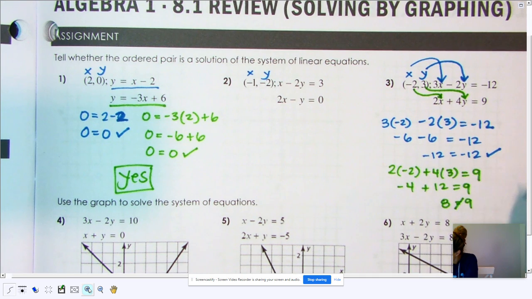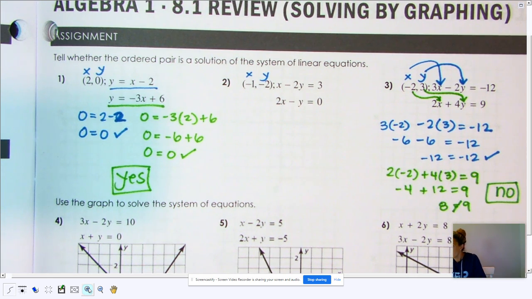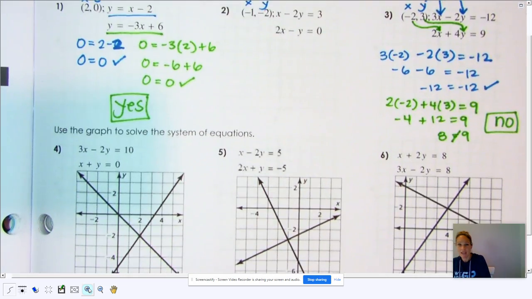So I would write, no, this ordered pair is not a solution to the system because it only worked in one of them. It has to work in both in order for it to be a solution. Okay, we're going to skip number 4 because that's an even problem, but the way that you would do it is just like how we're going to do number 5.